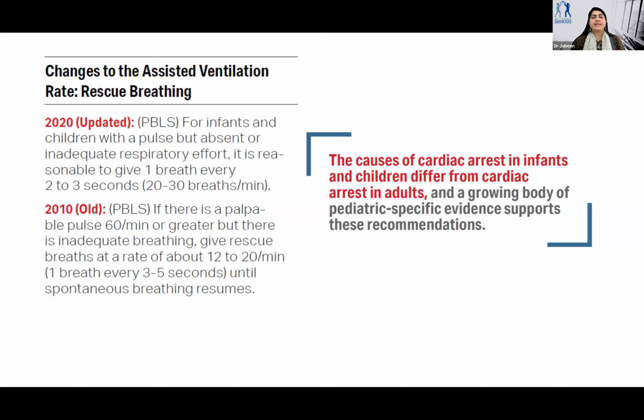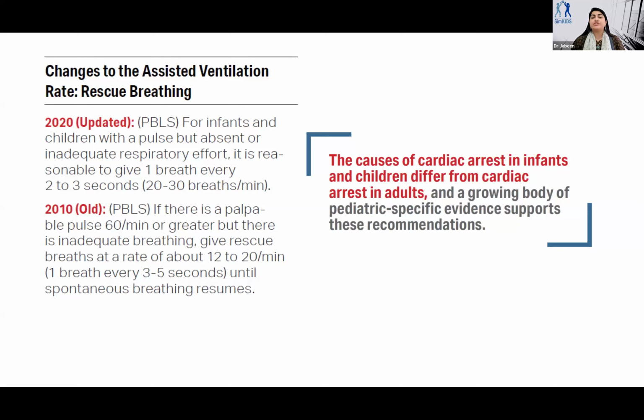In the 2020 update, the recommendation is to give one breath every 2 to 3 seconds. That should be 20 to 30 breaths per minute, which was not the case in the previous guideline. Because in pediatric patients, the most common cause of cardiac arrest is respiratory, as compared to adult patients, where the most common cause is cardiac in origin.